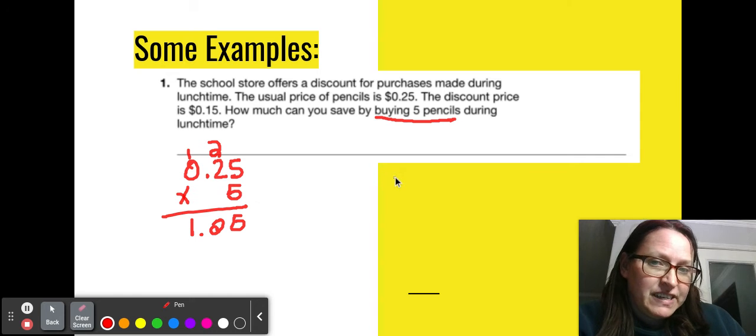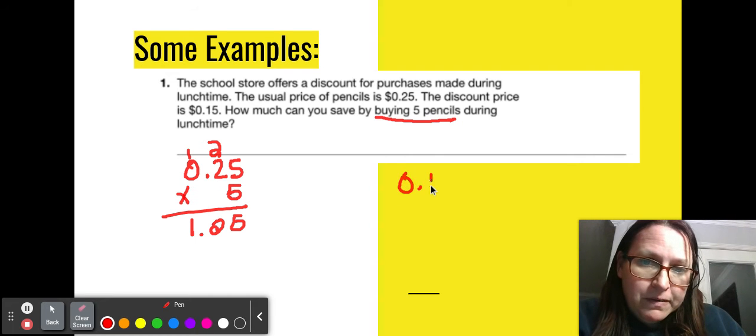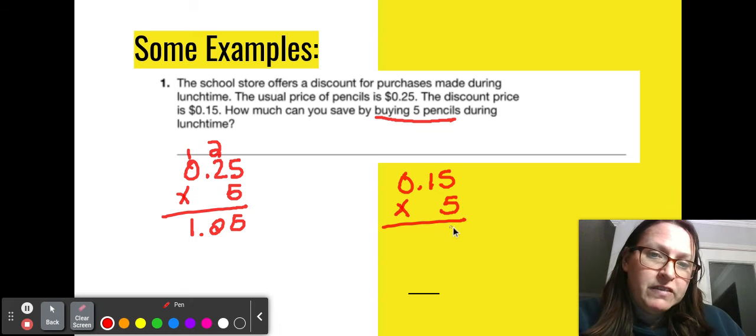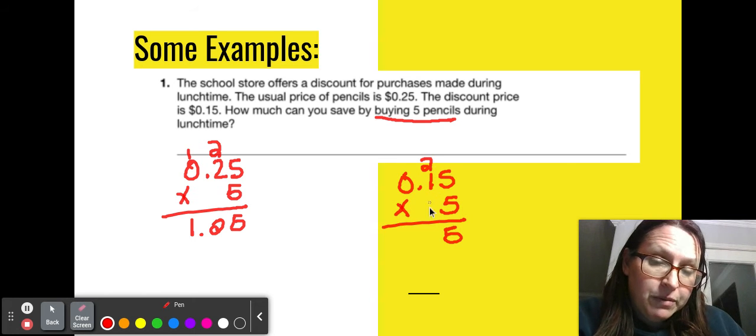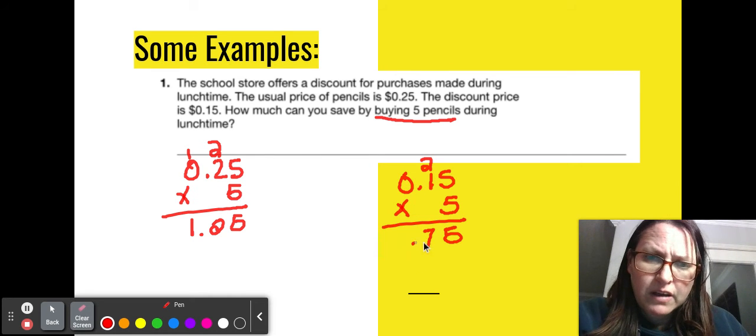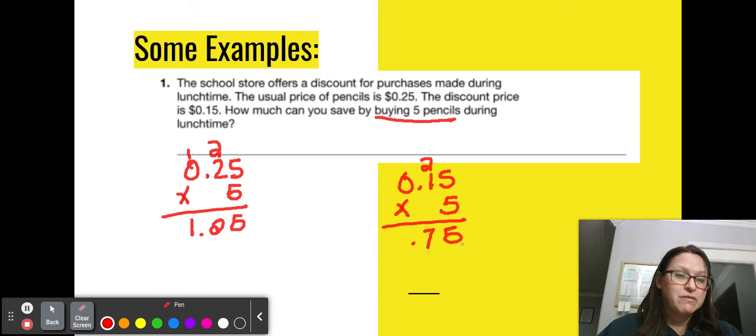Now, if I bought the pencils at discounted price, I'd be buying them for 15 cents each. So 15 cents times 5. 5 times 5 is 25. 5 times 1 is 5, plus 2 is 7. So 75 cents is how much I'm paying for 5 pencils at the discounted price.